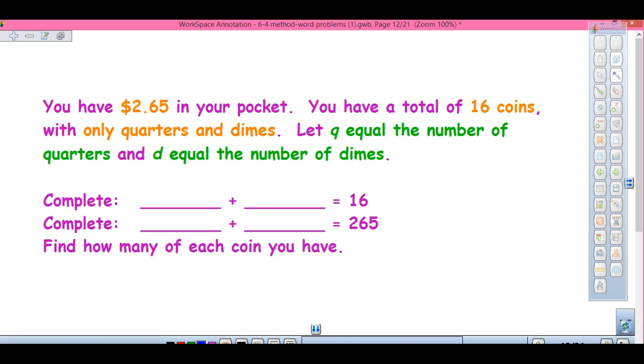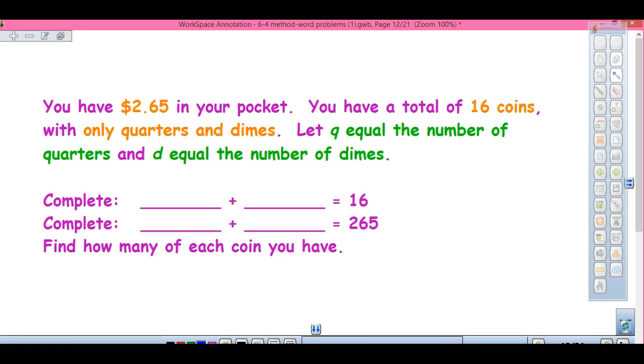All right. We've got some change in our pocket going jingling-a-ling. Nobody's going to react to... It's a song! Come on!